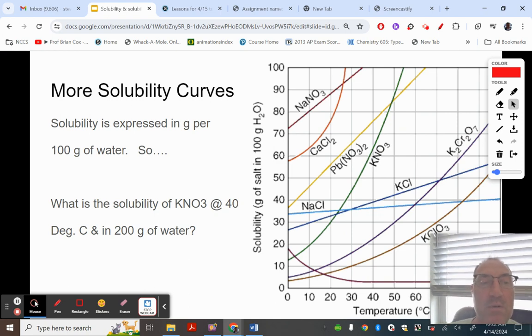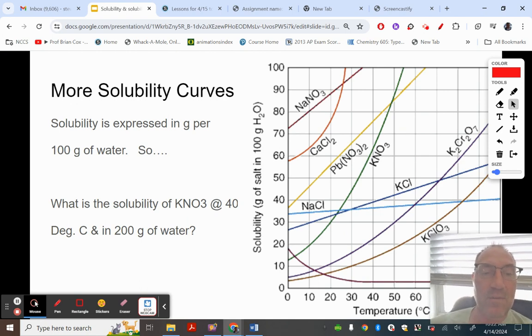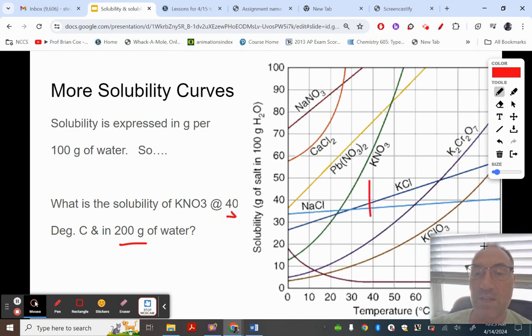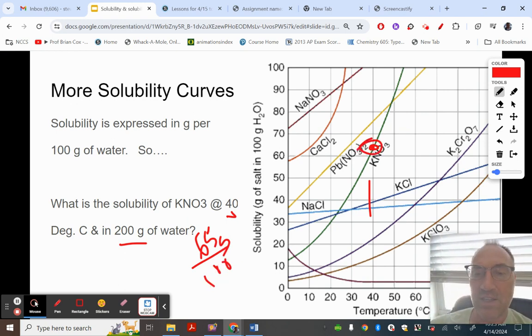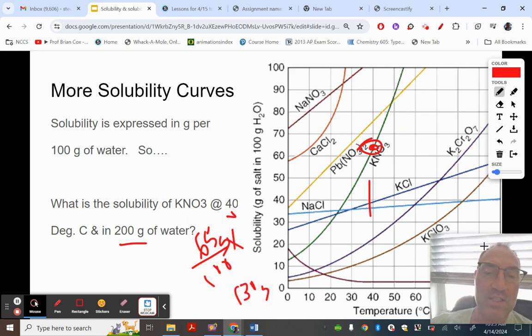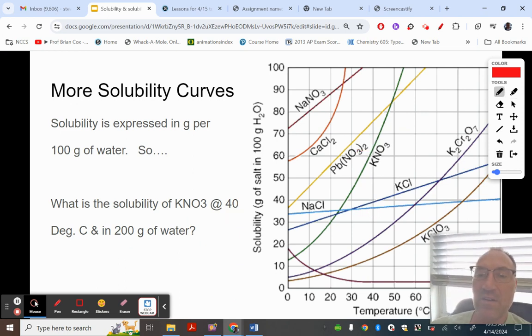Let me give you a couple other problems. When we express it, we always express it per 100 grams of water or 100 milliliters. Basically, the density of water is 1, so there you go. But if I were to double the amount of water, guess how much salt I can put? I can put twice as much. So in 200 grams of water at 40 degrees of KNO3, do you see I can hold 65 grams per 100 right here approximately? And you can read the graph, just get close. So in 200, I can do 130 grams because it's twice the amount. Okay, we go on to the next one.